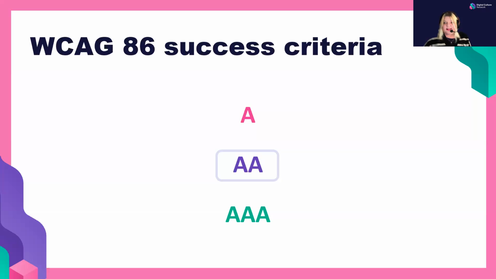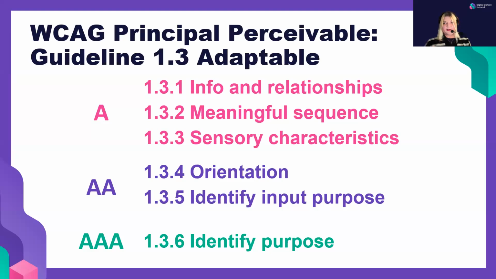Legislation around accessibility states that the level AA is usually the standard that you should aim to achieve. Now, I'm not going to go into what each of these means, but this is just an example of the adaptable guideline success criteria that sits under that perceivable principle. And as you can see in this case, there are 6 success criteria of various levels of A, AA, and AAA. So that gives you an idea of what can be inside a particular guideline.